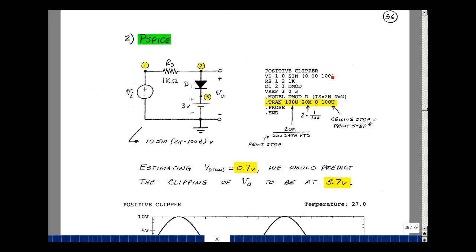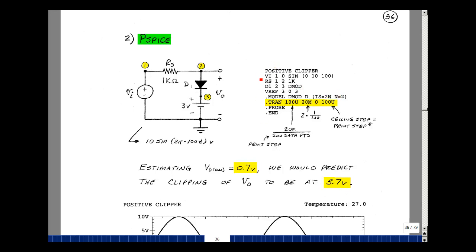Whenever we write a spice file, we have a title, we have a .end, a circuit description, and then some command lines. My voltage source is between 1 and 0. It's a sine, average value of 0, a peak of 10, and a frequency of 100. A resistor between 1 and 2 with a value of 1K. A diode between nodes 2 and 3, anode to cathode, with a model, I'll call it D mod. This is what our textbook's using. It's a diode, and then here's a value of I sub S and eta.